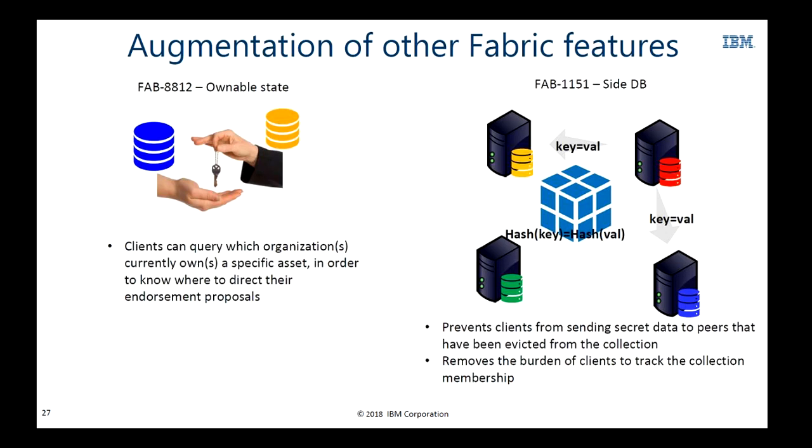The next thing is we have a feature called ownable state in the future. The ownable state feature means that the validation policy for some asset transfer is based on who the current owners of the asset are. So if we have a client that wants to collect endorsements in order to transfer that state to someone else, or for example to acquire some state, it needs to know who the organizations are that this state belongs to right now. So it could use service discovery to do that.